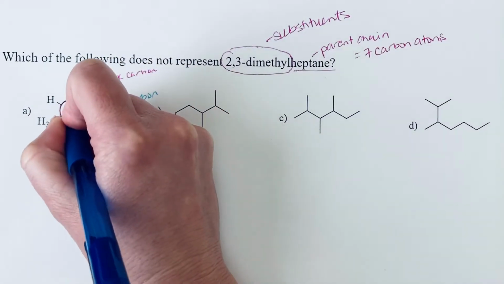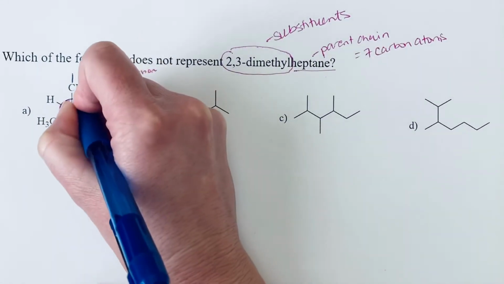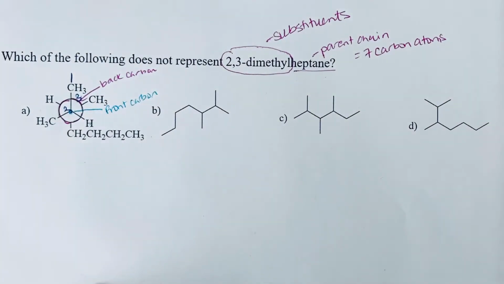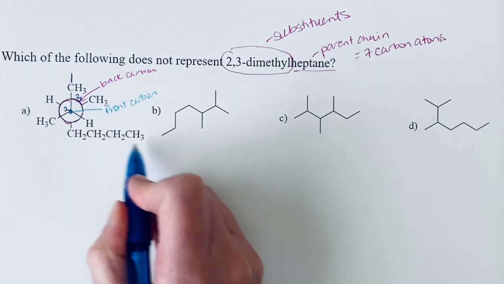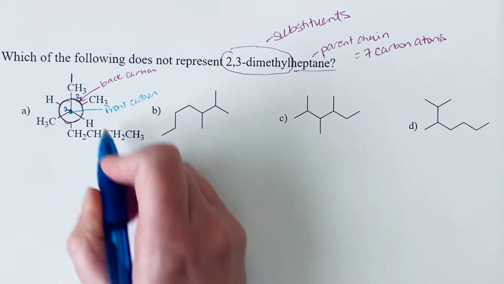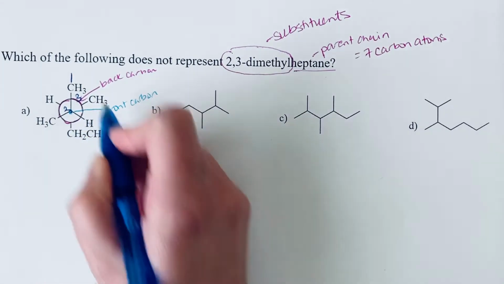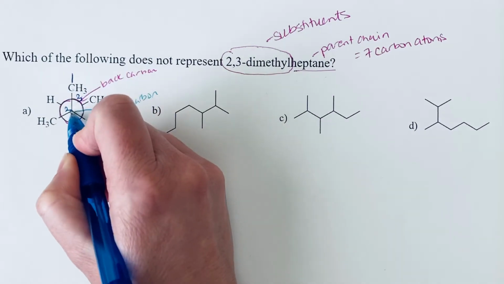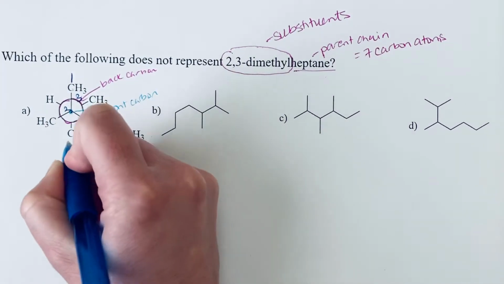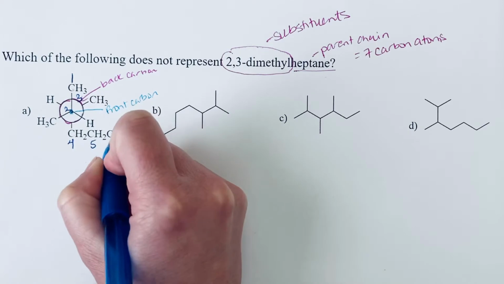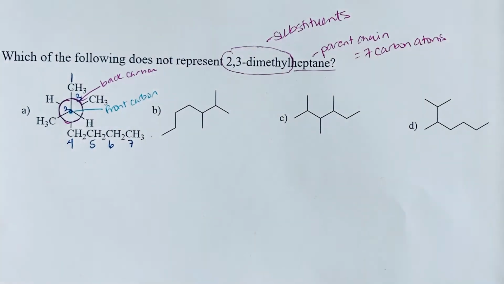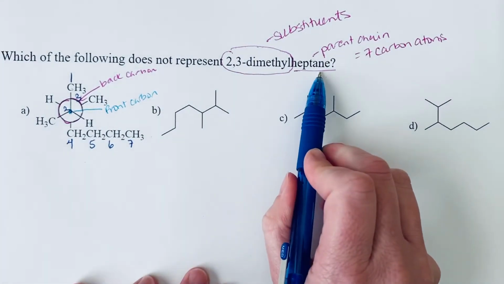This front carbon atom would be carbon 2. The back carbon atom would be carbon 3. And then the longest chain would be if we go this way. If we go here, we get a 4 carbon atom chain. There's just a methyl group. So we're going to count out this longest chain. So 1, 2, the back carbon is 3, 4, 5, 6, 7. So we do have a 7 carbon atom chain.